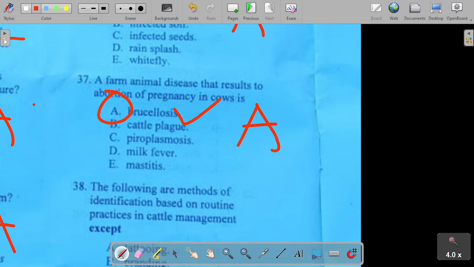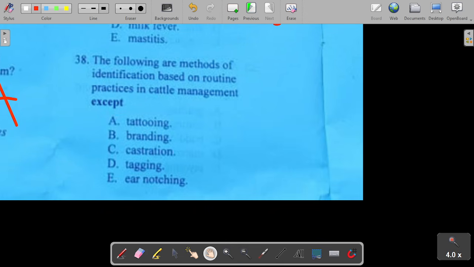Number 38. Say the following are methods of identification based on routine practices in cattle management. 38. Tattooing, that is correct. Branding, yes, that is correct. Tagging, that is correct. The answer is C. We don't castrate animals to identify them. Let's go to 39.